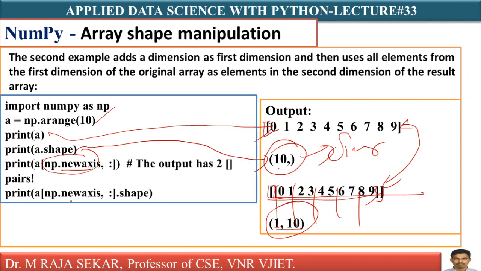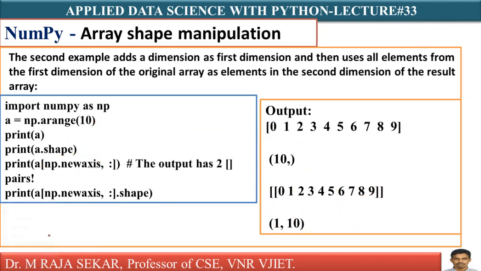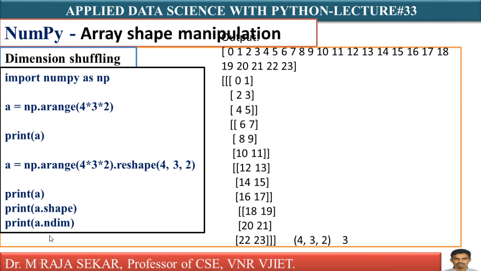If I add np.newaxis before the colon, what type of output are you getting? Before the colon, I add 1 by 10; after the colon, I add 10 by 1. Just try to compare this program with the previous program so that you can understand the real difference. Let me proceed further. Now, dimension shuffling.